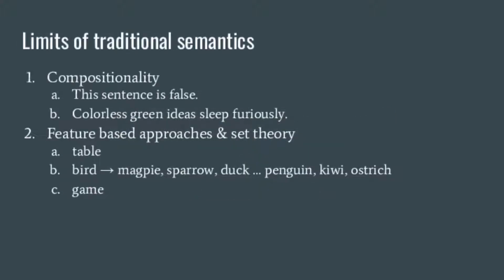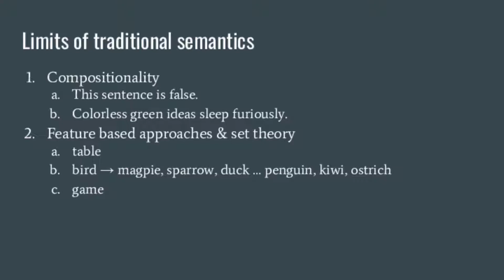Limits of traditional semantics. We talked about some of the problems of traditional or formal semantics. Compositionality explains a lot, like the whole is the sum of the parts in terms of meaning, like the meaning of a phrase or sentence. And that works, but not always. We see some examples where it doesn't work.